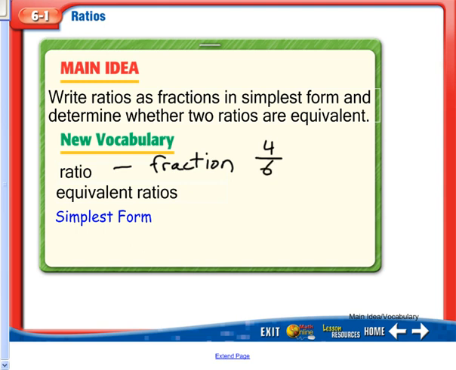Equivalent ratios are two ratios that are equal, just like fractions are equal. So an example would be 2/3 is equivalent to 4/6. Simplest form in this situation would have been 2/3, because 2/3 cannot be simplified anymore, whereas 4/6 could be.